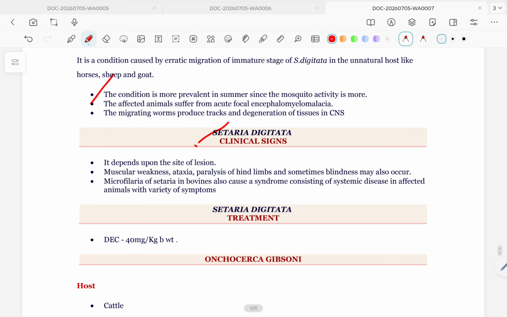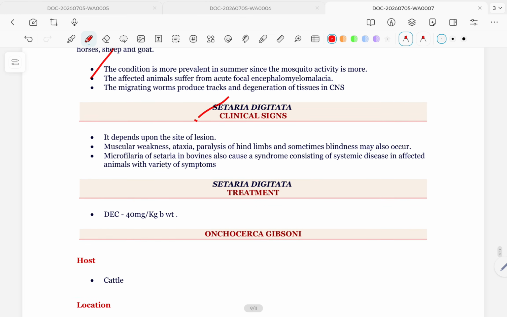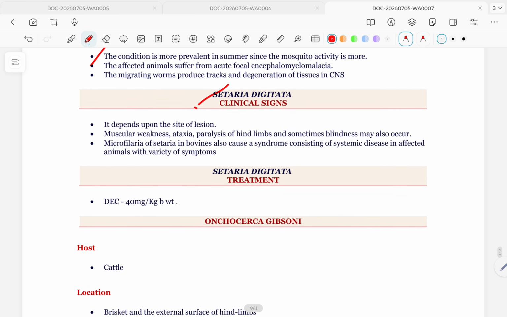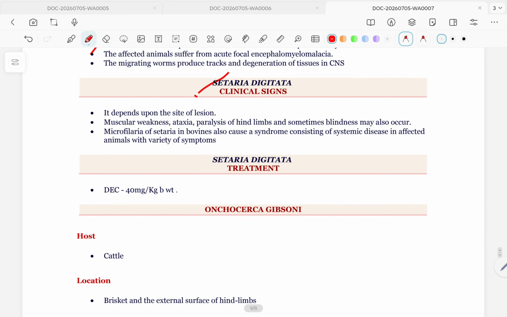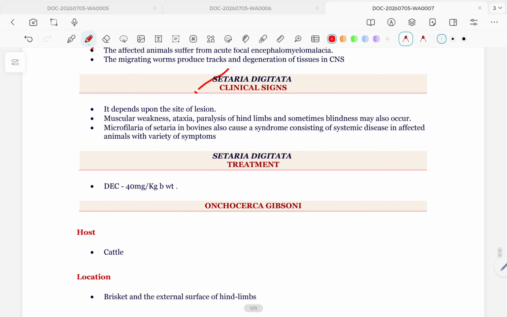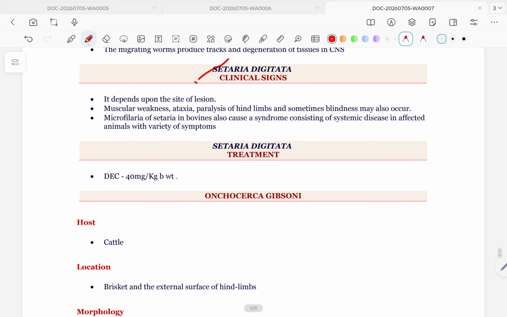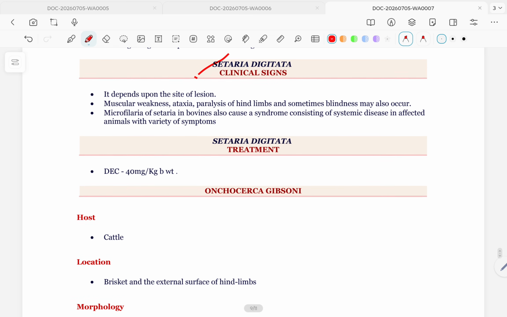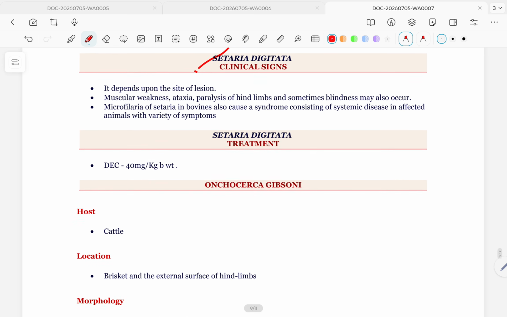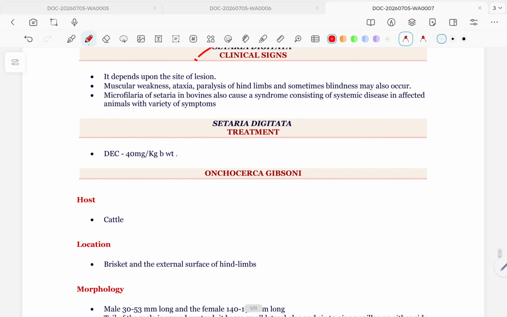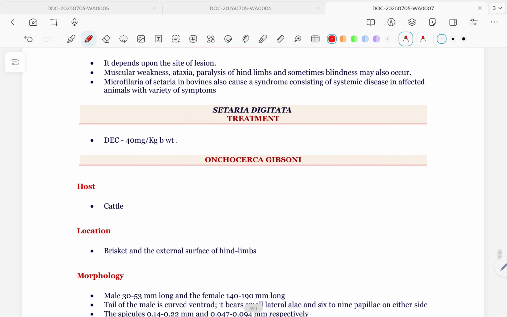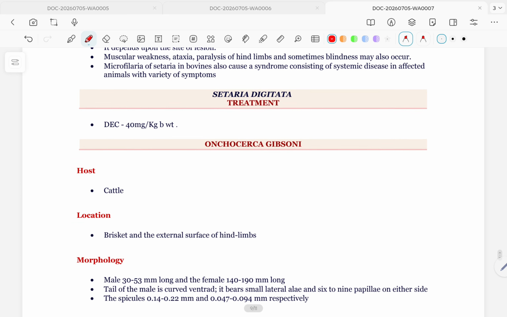Setaria digitata clinical signs. Dependent upon the site of lesion: muscular weakness, ataxia, paralysis of the hind limb, and sometimes blindness may also occur. Microfilariae of Setaria in bovines also cause a syndrome consisting of systemic disease in affected animals with a variety of symptoms. Setaria digitata treatment: DEC 40 mg per kg body weight.